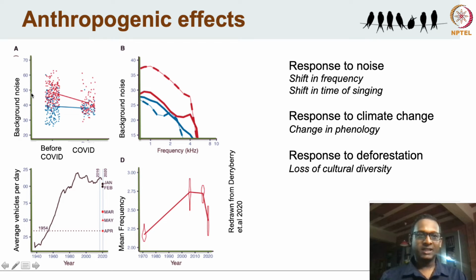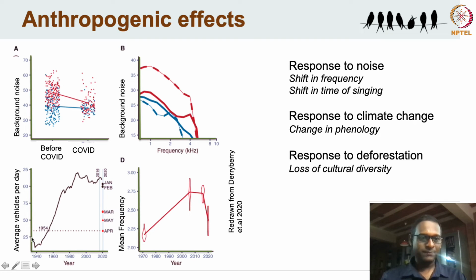So this panel here on the left has background noise on the y-axis, and you have before COVID and during the COVID lockdown. The red dots are from urban habitats, and the blue dots are from rural habitats. And this study was conducted in Golden Gate Park in the US. And so the traffic is pretty high during rush hour and so on. What you can see here is that the urban areas have higher background noise before COVID. And what happens during COVID is that urban noise just goes down almost to rural levels. And you can also see in the frequency how this kind of drops.